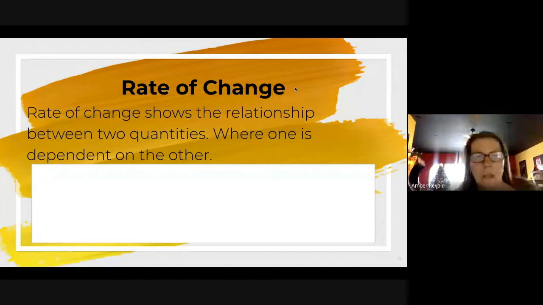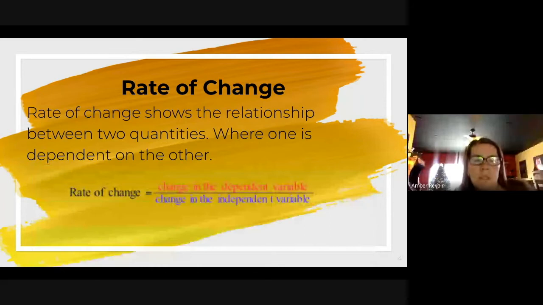We've got rate of change. Rate of change shows the relationship between two quantities where one is dependent on the other. So this is what it looks like. Rate of change equals change in the dependent variable over change in the independent variable. So we're talking about divided by, right? This is a fraction, change in the dependent variable divided by the change in the independent variable.